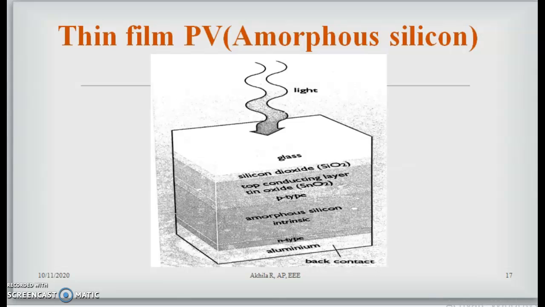Hello everyone. In this video we are going to see another type of PV cells, which is thin film PV cells, also known as the second generation PV cells. It has a very unique structure and it is also known as amorphous silicon, and why that is, we will be seeing in this video.